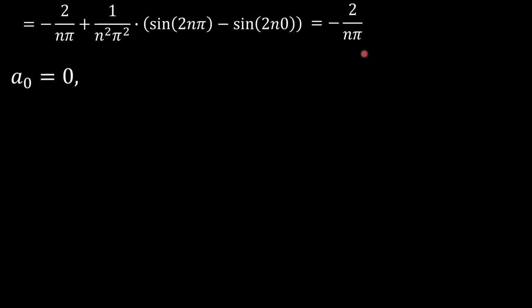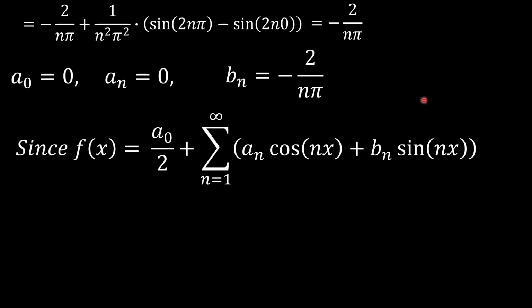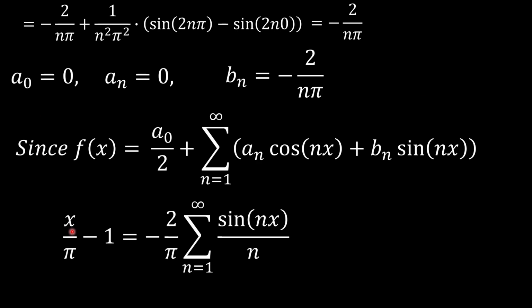So we've seen that a0 is 0, an is 0, and bn is negative 2 over n pi. Since this is our general expression for the Fourier series, it means that x over pi minus 1 is equal to negative 2 over pi, the summation from n equals 1 to infinity of sine nx over n. So let's see how this Fourier series quickly converges to what we see on the left hand side.